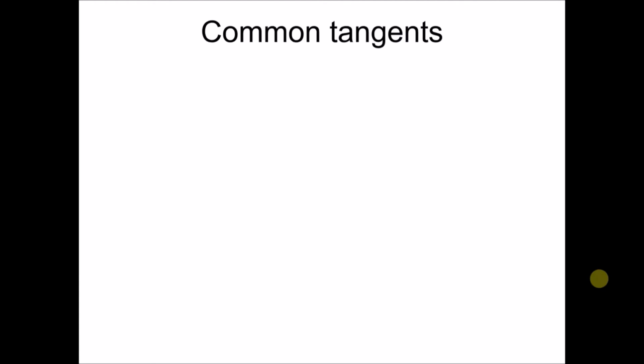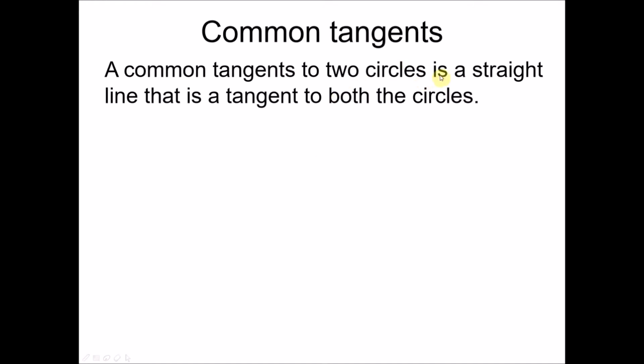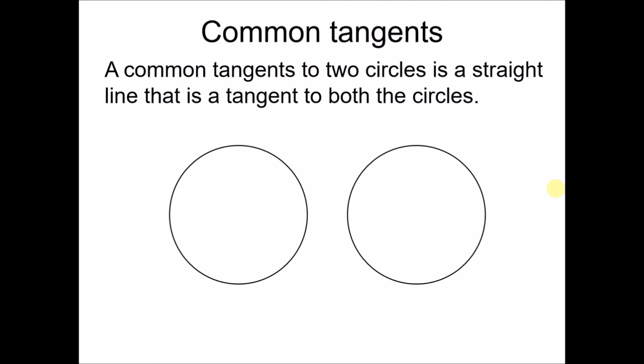There's one concept that you need to know before we look at the example questions here, which is common tangents. So what is a common tangent? A common tangent to two circles is a straight line that is a tangent to both of the circles. For example, right now I have a circle here and a second circle. If I draw a line here, and this line happens to be the tangent for this circle and this circle, for both the circles, this is a common tangent to these two circles.